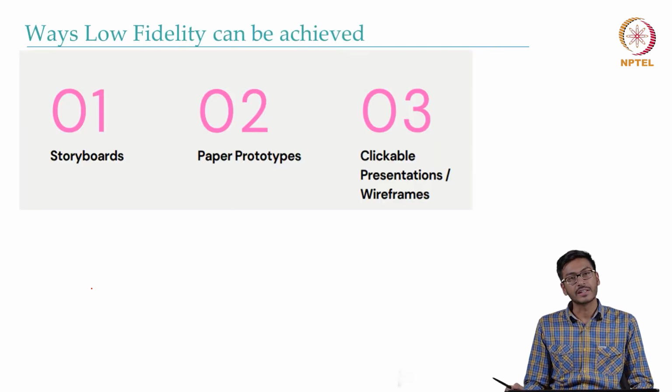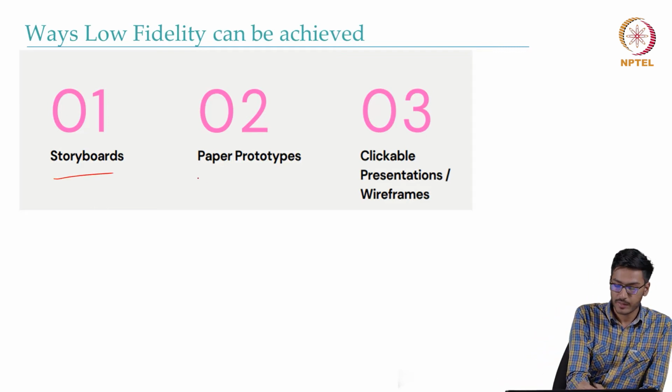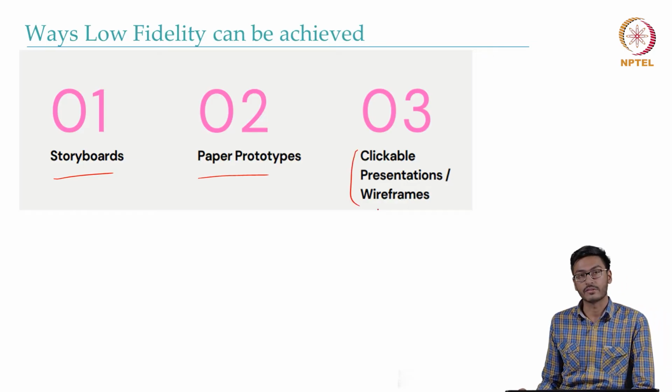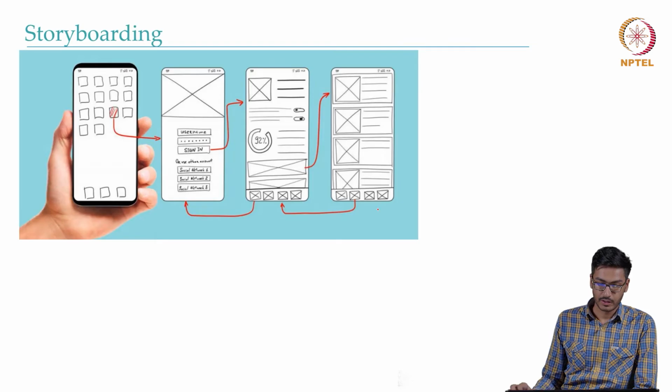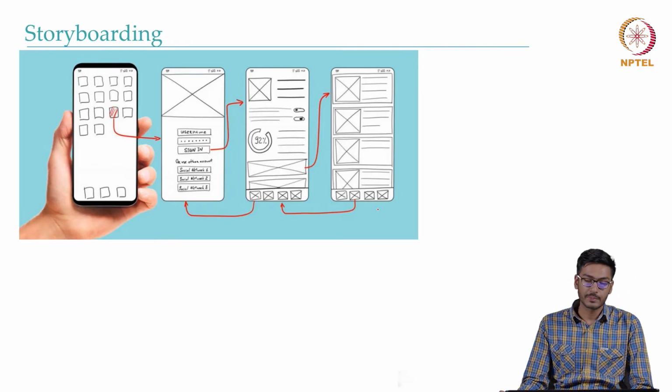What are the ways that low fidelity prototypes can be achieved? Well, the most common ways are storyboards, paper prototypes, and clickable presentations or wireframes. Well, storyboarding, as it sounds, we simply create a story, a user flow of how a user is going to be completing their tasks.